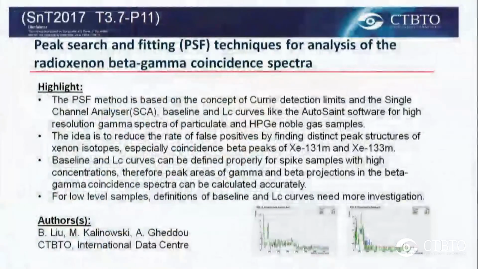Hi, good afternoon. I'm Boxue Liu from the IDC of CTBTO. Our poster is about the peak search and fitting analysis for the radio Xenon beta gamma coincidence spectrum. This peak search and fitting method is based on the concept of the Q-rate detection limits. The peaks are searched by using the three curves of the baseline, RC, and the single channel analyzer.